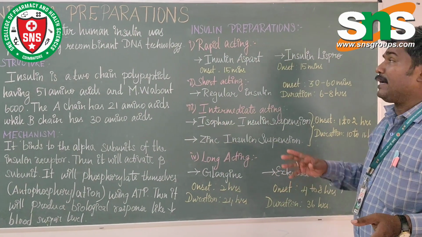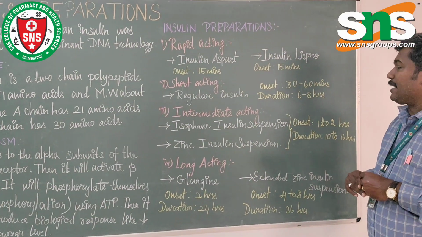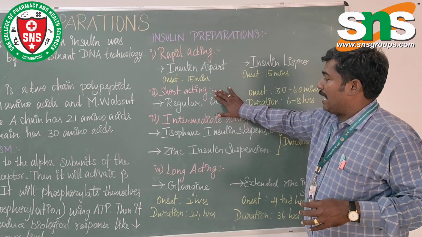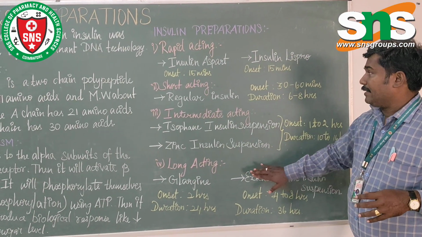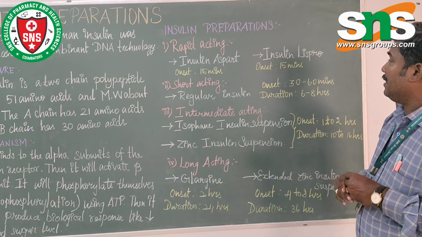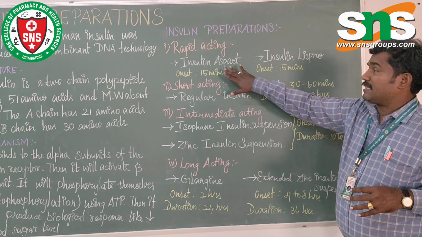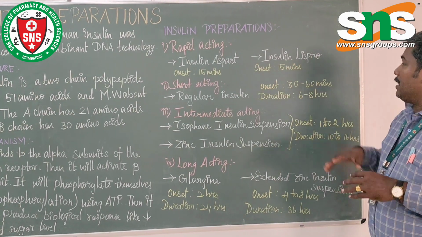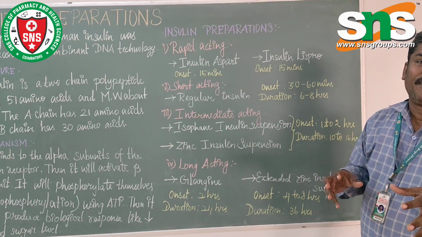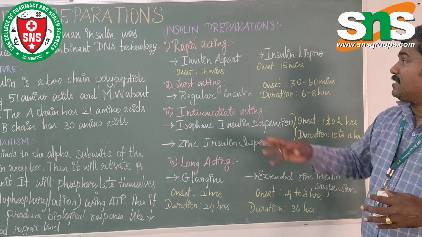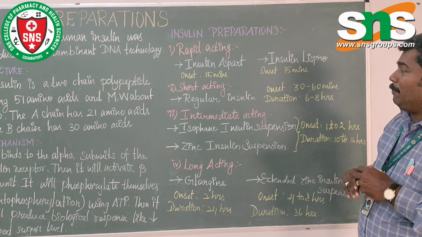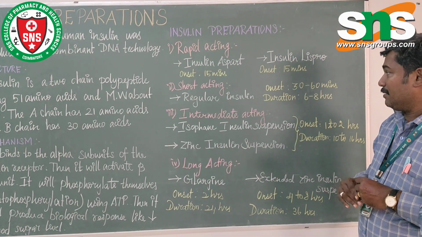So what are the different types of insulin preparations? There are 4 types of insulin preparations: rapid acting, short acting, intermediate acting and long acting. What are the examples of rapid acting? Here we have Insulin Aspart and Insulin Lispro. After injecting, within 15 minutes it will produce its action. Hence it is known as rapid acting.